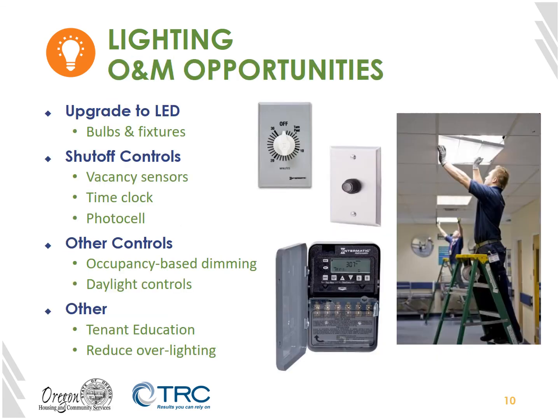So what are our O&M opportunities for lighting? We can start by upgrading to LEDs, either upgrading our bulbs or our fixtures. We could also install shutoff controls like vacancy sensors, time clocks, or photocells. There are other controls like occupancy-based dimming or daylight controls that can help reduce lighting levels, as well as tenant education and reducing overlighting.